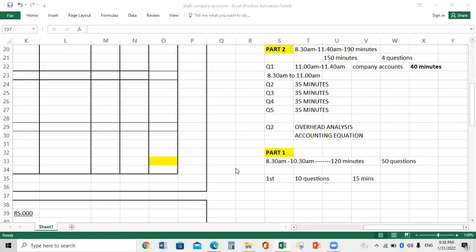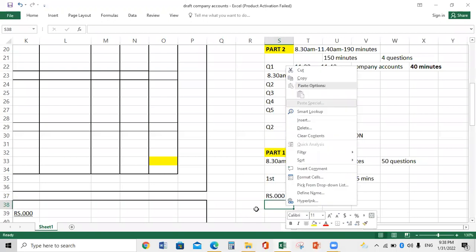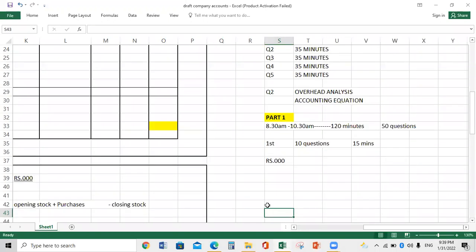So guys, I think we can start now, right? And the other thing I have to tell you about part 1 is to be careful. Sometimes in the question they give figures in thousands. But when you're writing the answer, they will ask you in rupees. So guys, please make sure you don't forget to put the last 3 zeros.